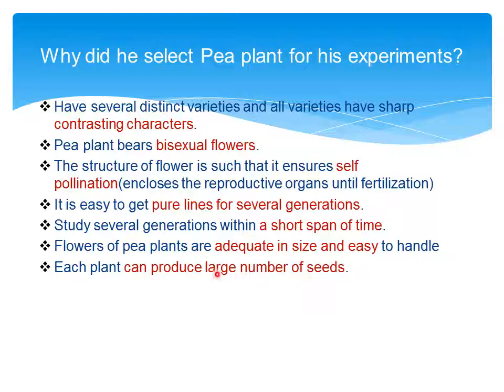So these are the 7 main important points based on which Mendel chose the pea plant for his experiments. So please go through it and make it clear what the 7 main characters are for which he chose the pea plant, or the garden pea, for his experiments. So let us see the main contrasting characters he has taken.